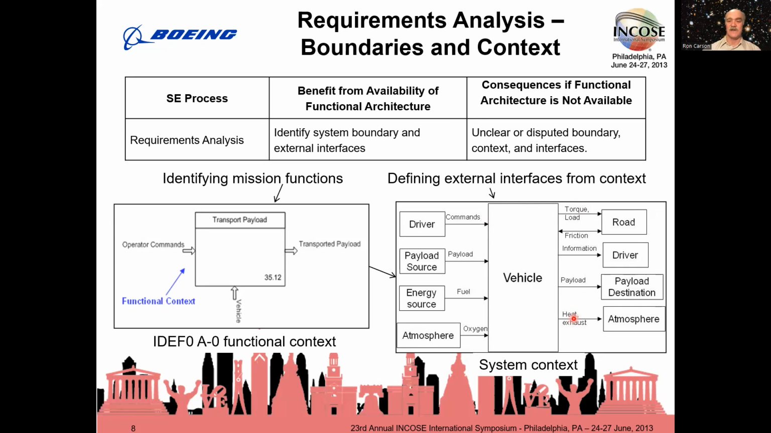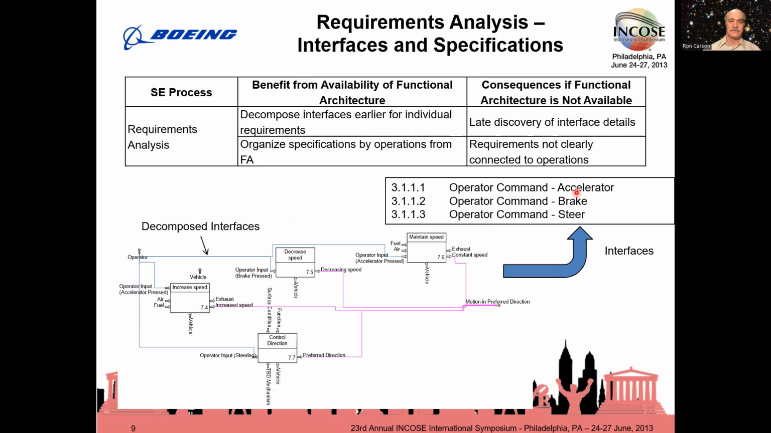It also clarifies where the interfaces are and helps us avoid disputes where different stakeholders, principally acquirer versus supplier, have different concepts of what the system boundary is. So these types of diagrams are extremely useful, and they arise from a functional architecture as well.